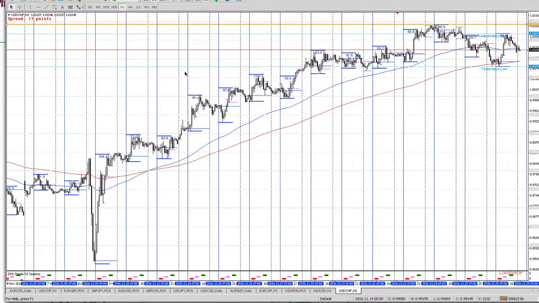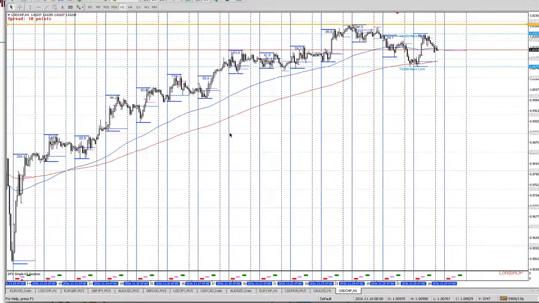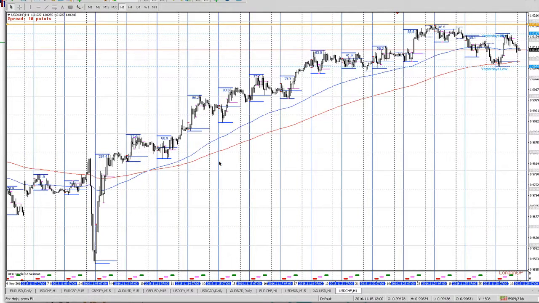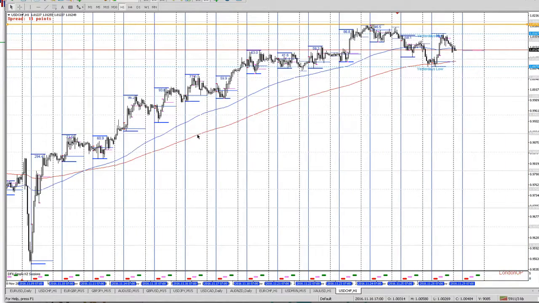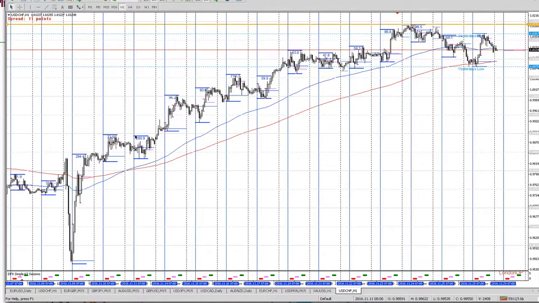So we're on the hour, and I've plotted the 100 and 200 EMA for the hour and the 15 minutes. Basically I only look for buys when these two are separated and the blue is on top, which is the 100 EMA. So that's how I know the trend is going up, because the blue's on top. So I only look for buys.